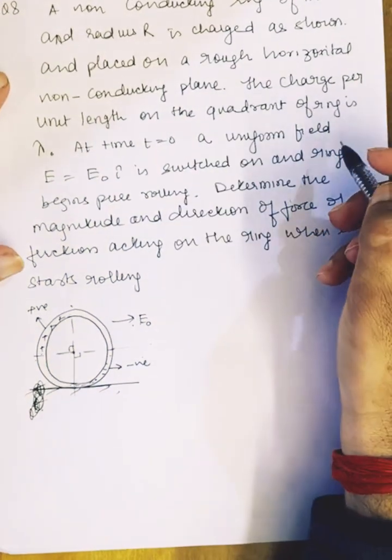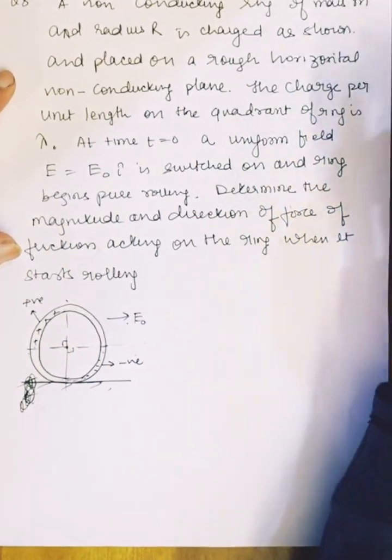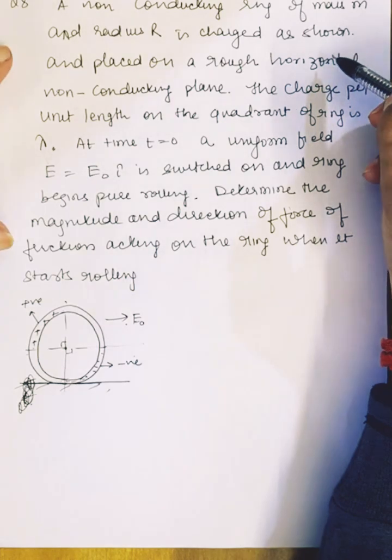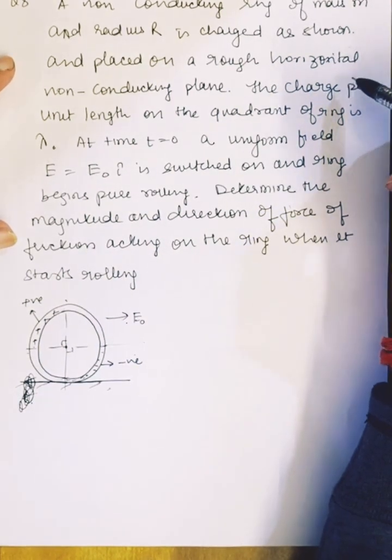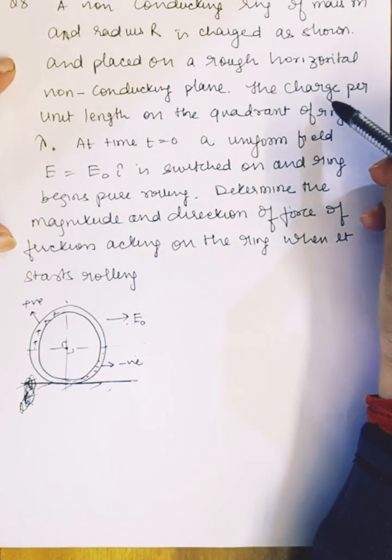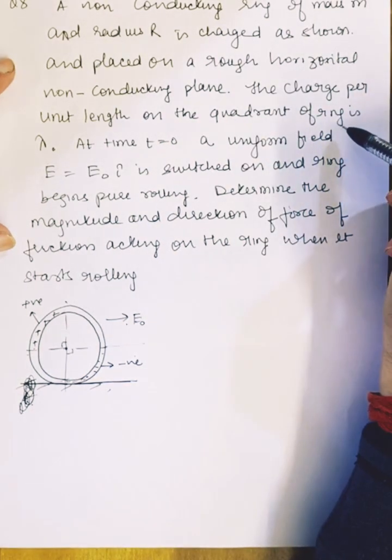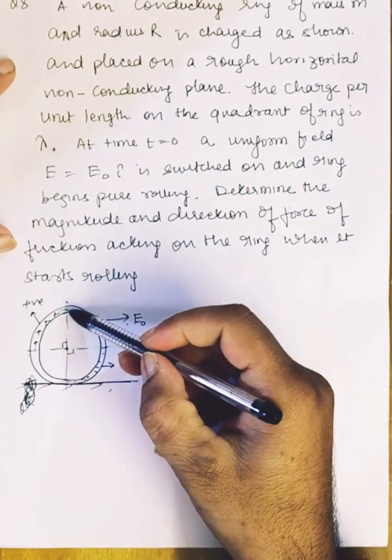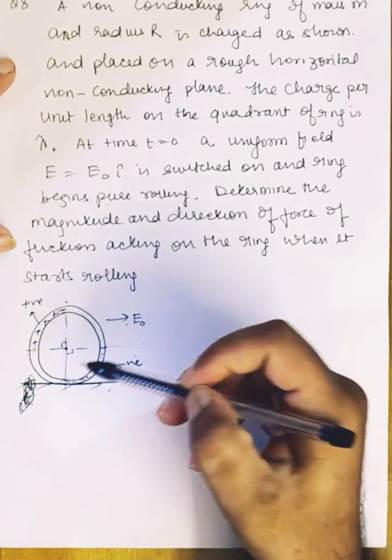A non-conducting ring of mass m and radius r is charged as shown in the figure, placed on a rough horizontal non-conducting plane. The charge per unit length on the quadrant of the ring is lambda. The charge is like this: 90 degrees here, 90 degrees here.